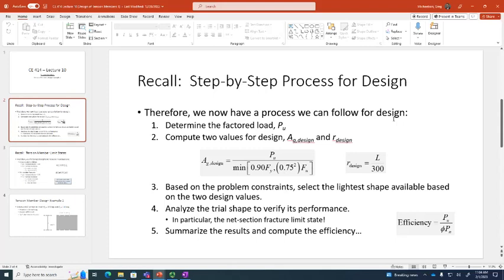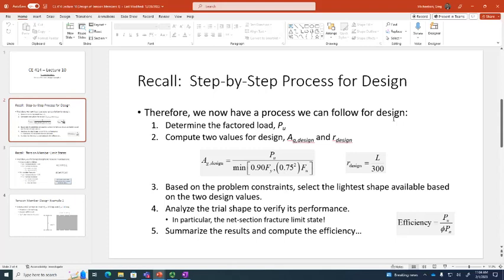And then once we get one, we have to analyze that shape to verify its performance. And really, it's the net section fracture limit state that we're paying attention to. Finally, we are going to summarize the results and compute the efficiency. I'm going to streamline that process a little bit for this problem.